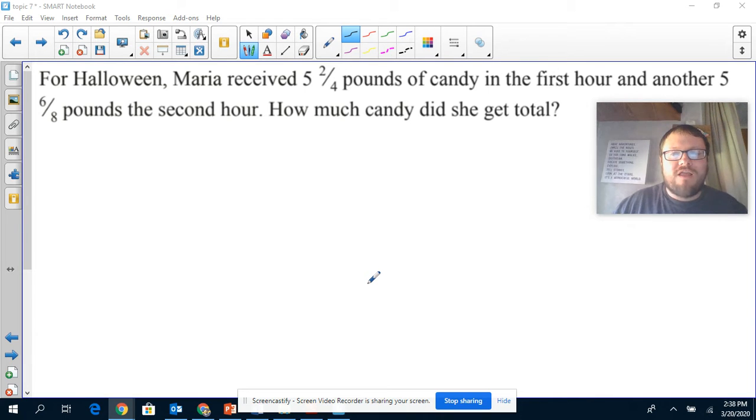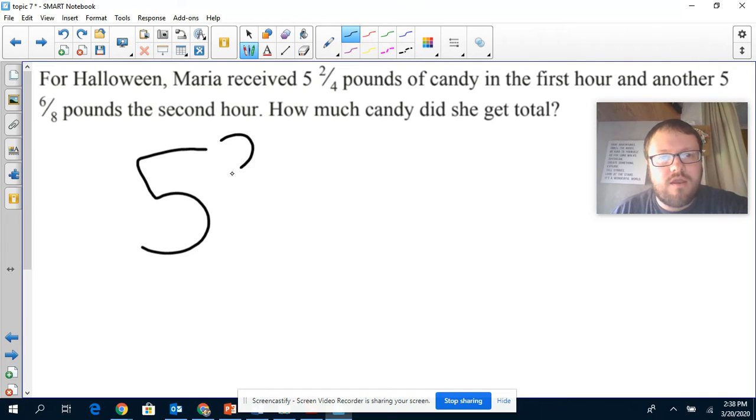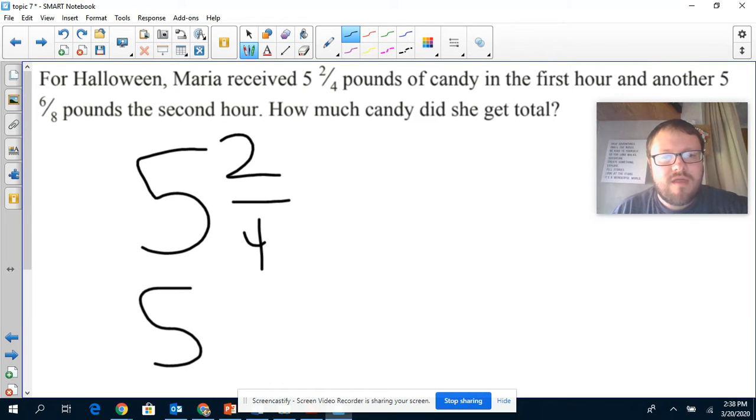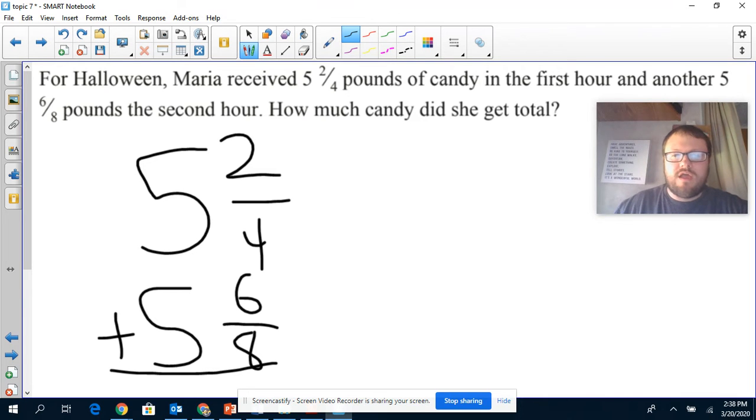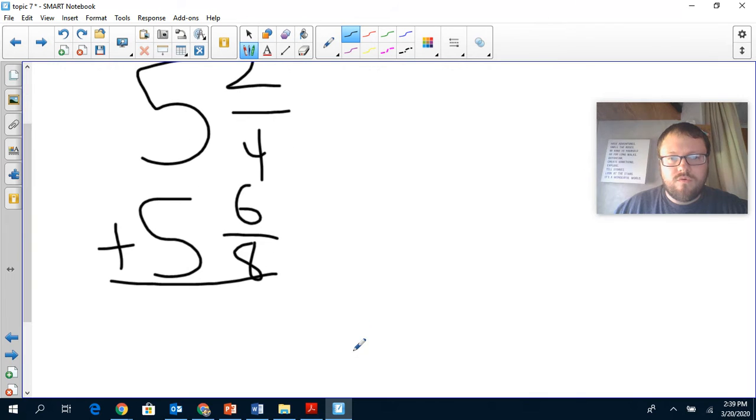Secondly, we want to find the total of how much candy she got. So what I'm going to do is think, wait, total. Oh, yeah, I add them together. So I'm going to add 5 2/4. 2/4 is equivalent to what again? That's right, 1/2. And then 5 6/8. I'm going to add those two together. Give me a little room here, so I'm going to hide you.